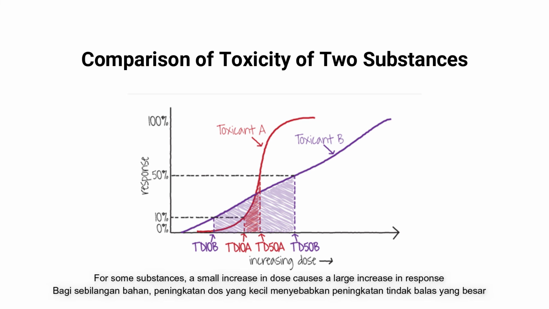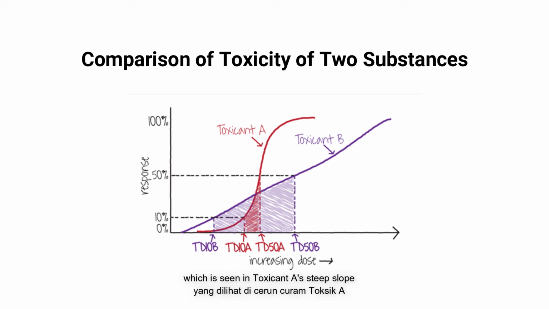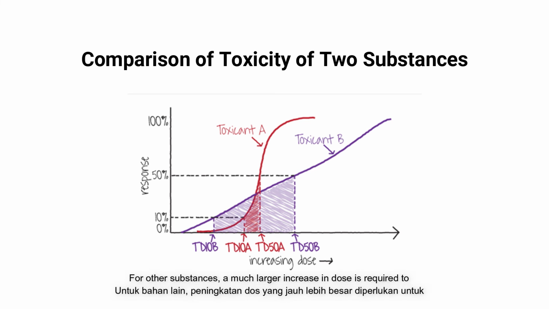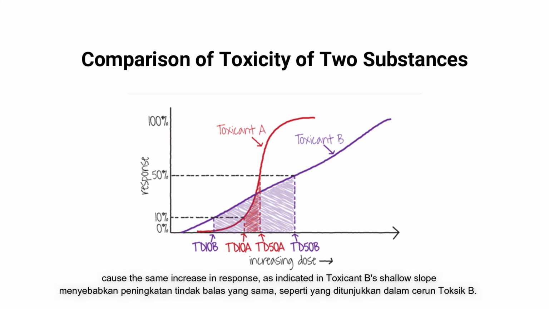For some substances, a small increase in dose causes a large increase in response, which is seen in toxicant A's steep slope. For other substances, a much larger increase in dose is required to cause the same increase in response, as indicated in toxicant B's shallow slope.